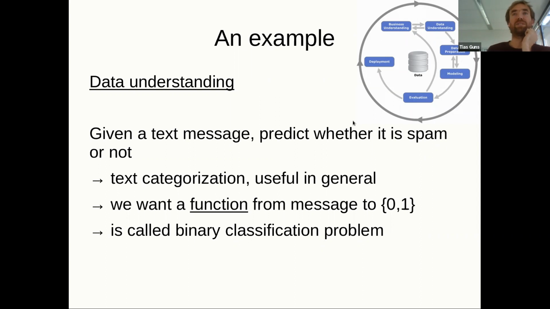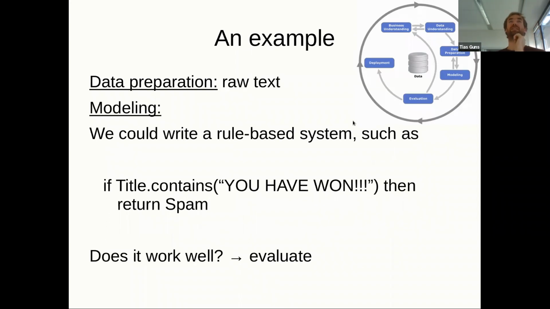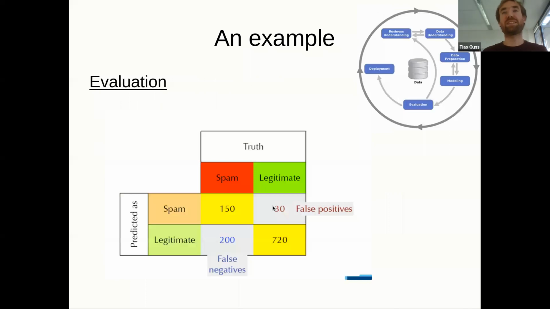All right, so we have a data understanding. Then we can look at the data preparation. So this means, let's say we start from the raw text, or maybe we separate header text from body text. And then as for modeling, the old school simplest approach would be to create a rule-based system, such as if the title contains UF1, then it's spam. Of course, this is silly, but let's just walk through the process. And so then you're going to evaluate whether this rule is sufficiently good or not.